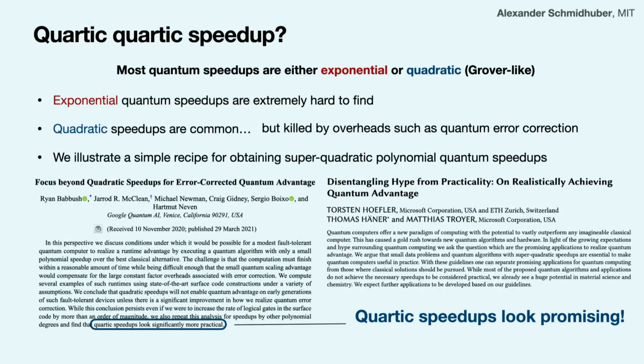And that's exactly what we do in this work. We develop a new quartic quantum speedup. In fact, what we do is a bit more general than that. We illustrate a very simple recipe for obtaining arbitrary polynomial quantum speedups. And we hope that this simple recipe will find applications even beyond the problems that we study in this work.